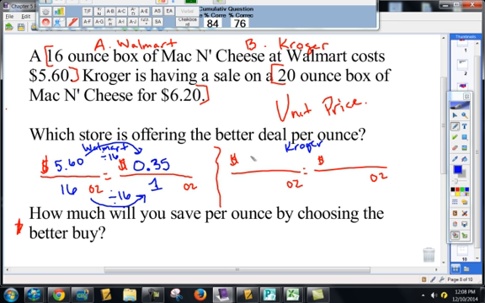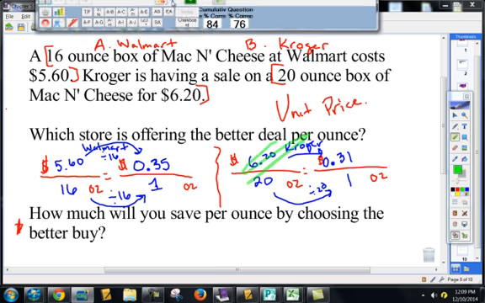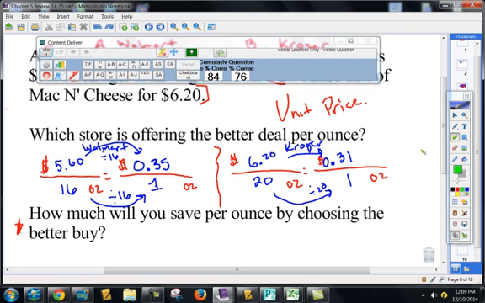Okay. Now over here, we do the same thing for Kroger. I know that Kroger costs $6.20, and I can get a 20-ounce box. So I pay a little more, but I'm getting a little more also. So figure out the unit price for this. Divide by 20. What is the cost per ounce over there, Aryan? 31 cents. Okay. So there you go. Obviously, which one is going to cost less per ounce would be Kroger, right guys? Absolutely Kroger. So there it is.